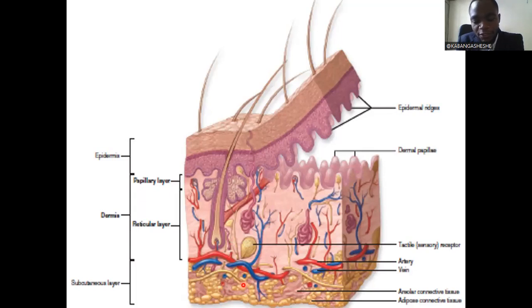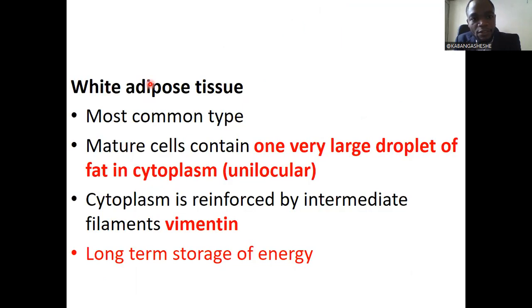Of course, that is influenced by the hormones. That is a sexual hormone, testosterone and estrogen, progesterone. That's why we have those variations. Let's begin with white fat.